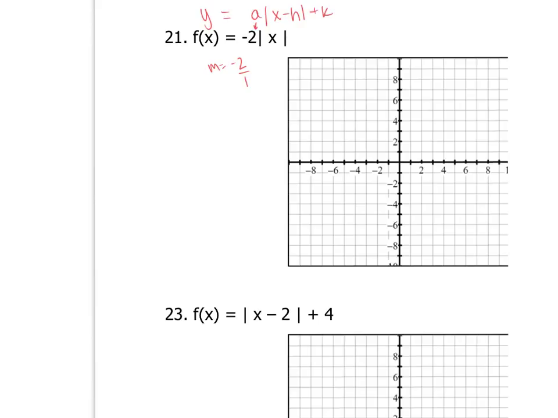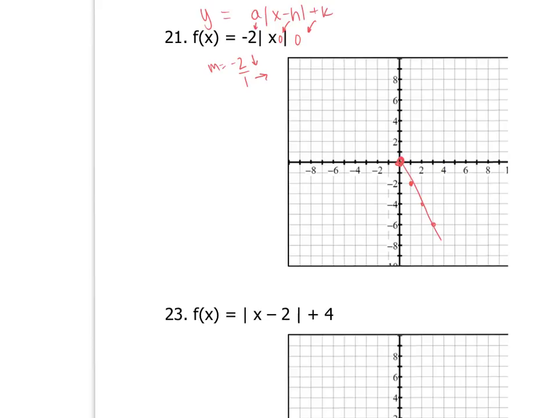So that means that I'm going to rise negative 2. So that means I'm going to go down 2 and then positive 1 when I graph this slope. My h looks like there's a 0, and my k looks like there's a 0. So that means I must be starting at the origin. From here, I'm going to go down 2, positive 1, down 2, positive 1, down 2, positive 1.